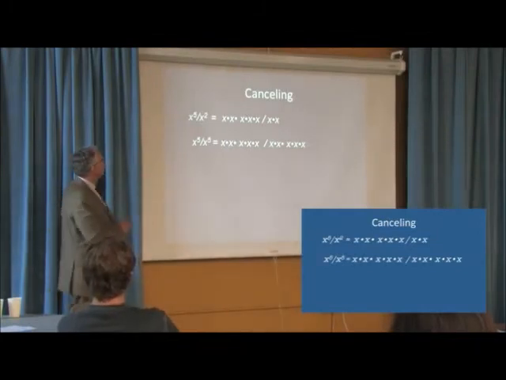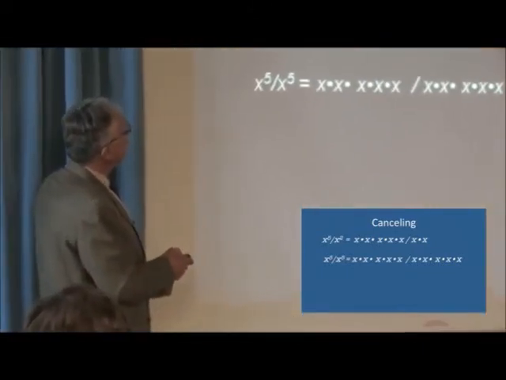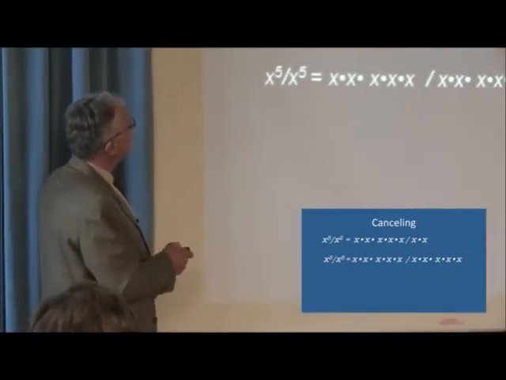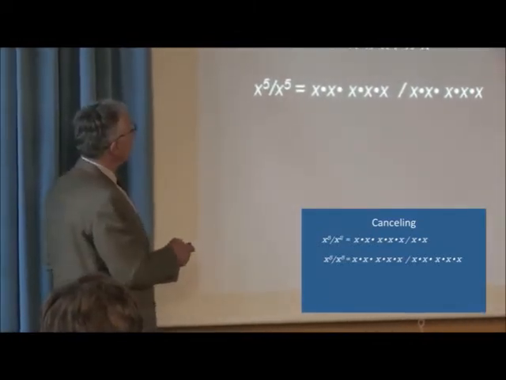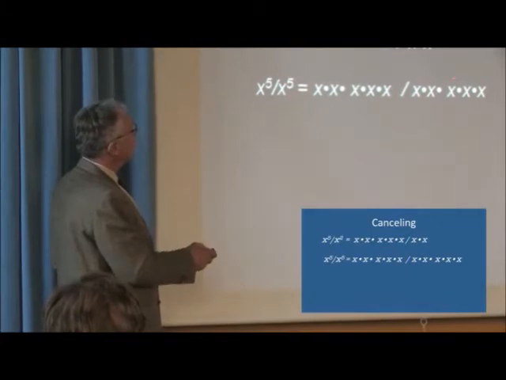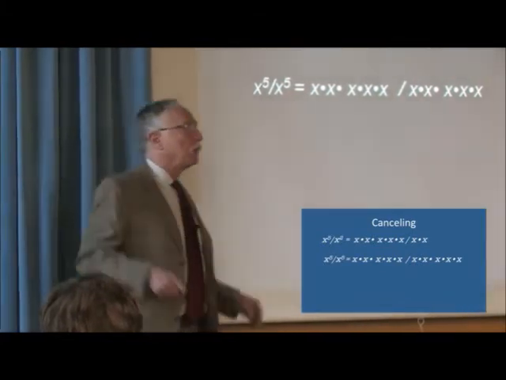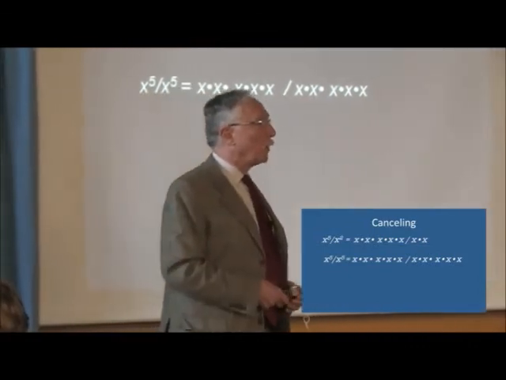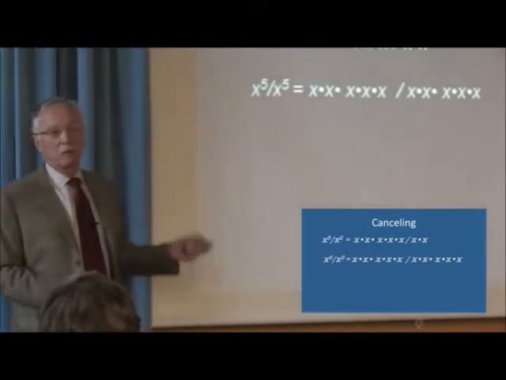Canceling. So we all tell them, kids, you know, there's nothing wrong with the word cancel. It's casual. You know, this x cancels this one, this x cancels this one. There are 3 left, so the answer is x cubed. That's correct. What do they do? Here you have x fifth, this one, this one. They all cancel out. Answer? 0. About half the kids pick 0 on a standardized test for this.